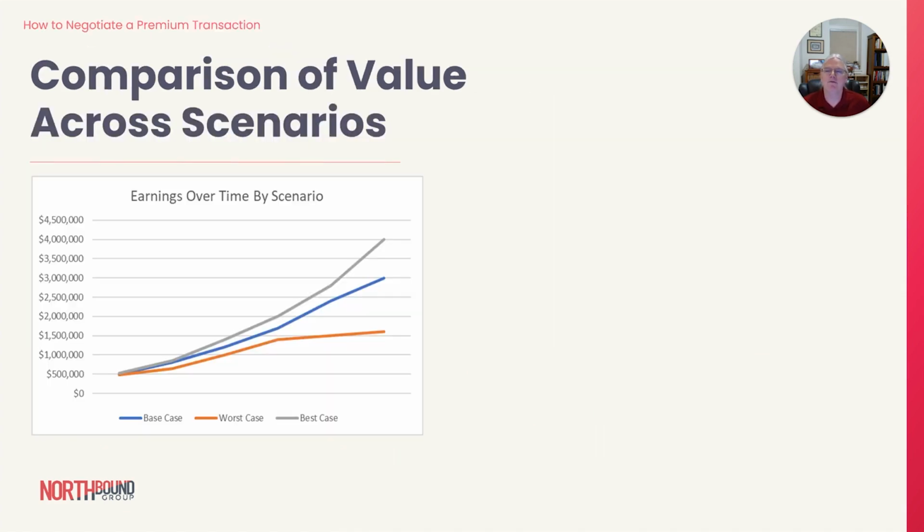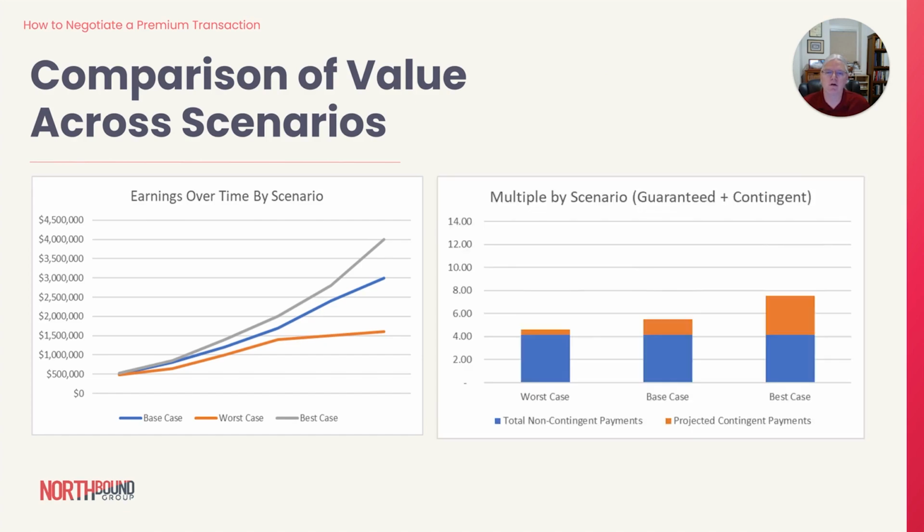Okay. After you've done that, you want to start graphing out, and as you can see here, here's the earnings that I might have over time across the different scenarios. And then if you like to convert it to a multiple, here's the multiple that I have, both the non-contingent guaranteed and then the projected contingent on top of that. So I can see in this scenario, I'm at a 4.25 in my worst case, maybe a 5.25 in my base case, and maybe a 7.75 in my best case scenario.